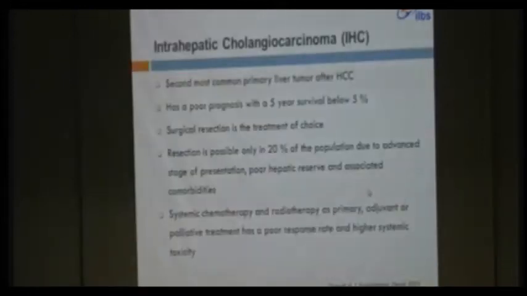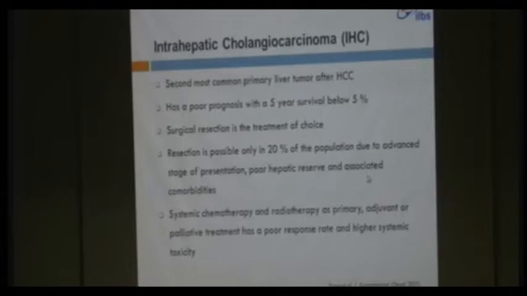As we know, intrahepatic cholangiocarcinoma is the second most common liver tumor after hepatocellular carcinoma, and it has poor prognosis with 5-year survival less than 5%. Surgical resection is the treatment of choice. However, it is possible in only 20% of the population because of various factors like advanced stage of presentation at the time of disease, poor hepatic reserve, or other comorbidities.